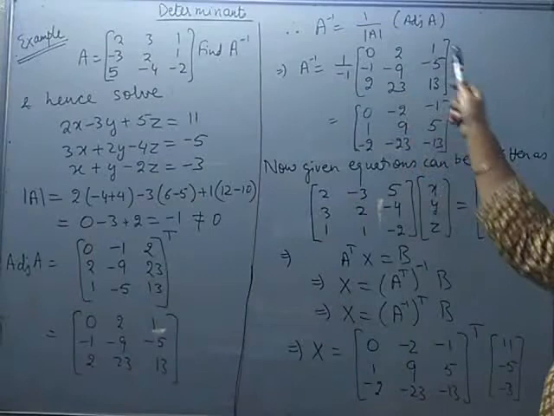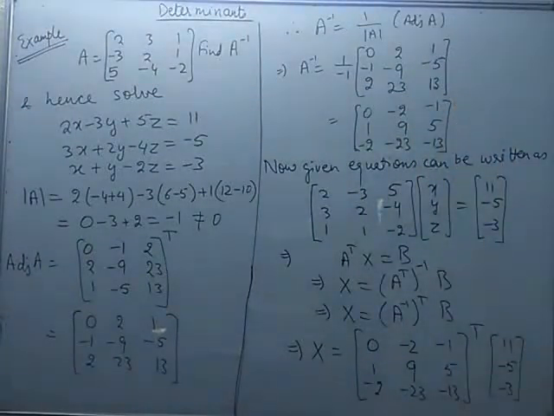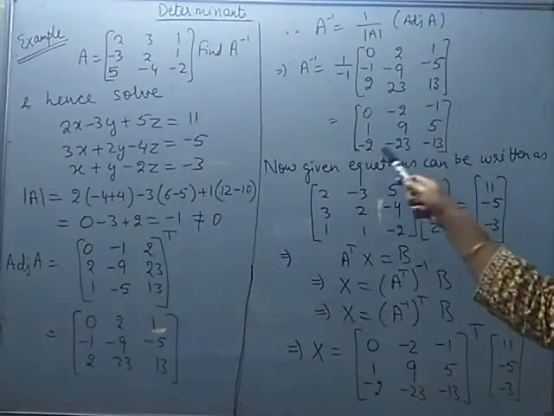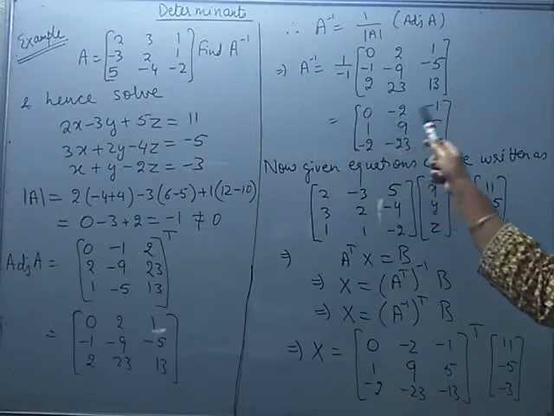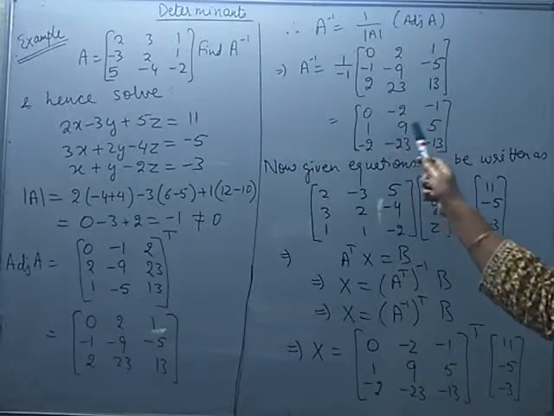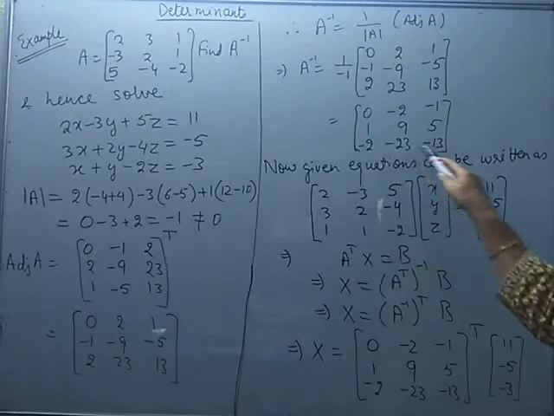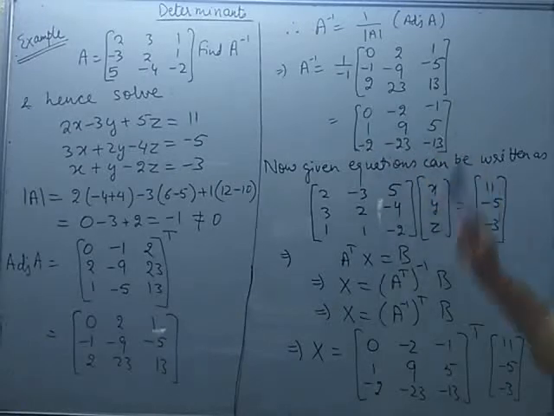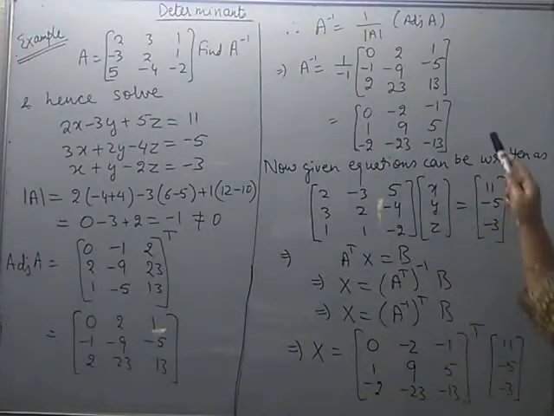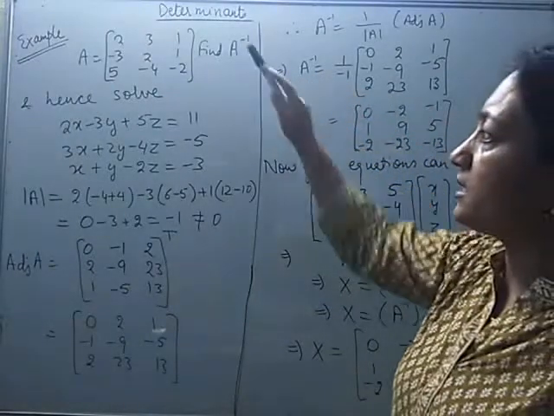So I have multiplied -1 with each element of adjoint of A. So you can see their signs will automatically change. 0, -2, -1, this becomes 0, 2, 1, and 9 and 5 and these all become negative: -2, -23 and -13. So done with the first part, that is finding A inverse.